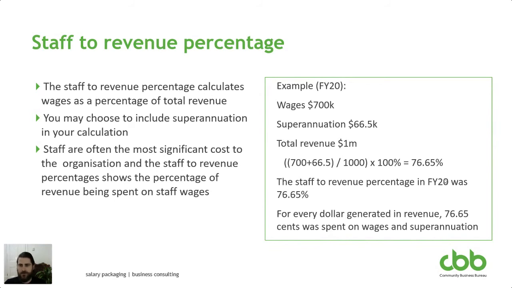So again, another way to rephrase that and look at that, for every dollar that is generated in revenue, 76.65 cents was spent on wages and superannuation. So this is a really good percentage to look at in terms of how much is being spent on staff. And often if costs are increasing and surpluses are hard to generate, or if you're running at a loss, this is often a very good starting point to look at.